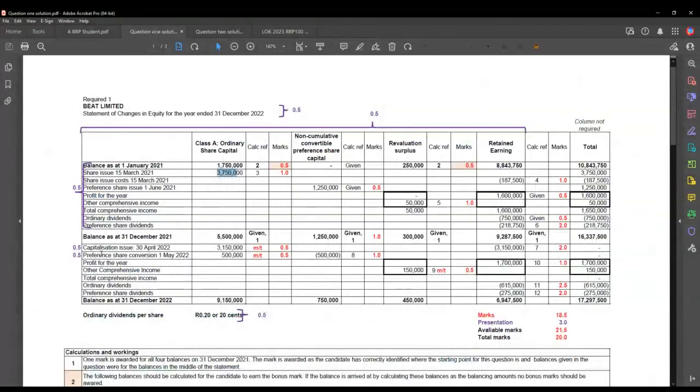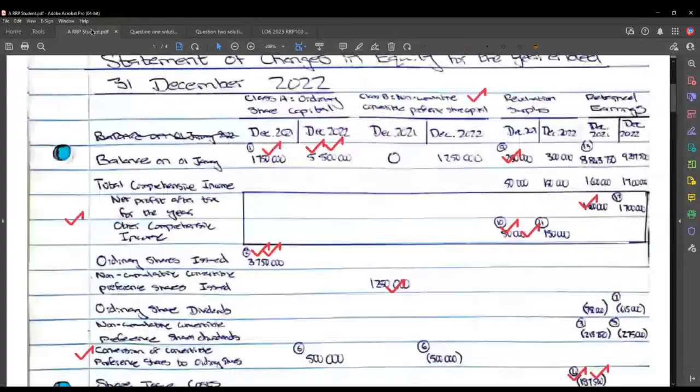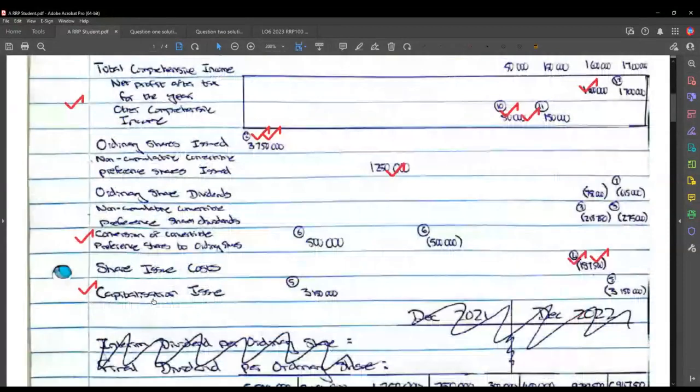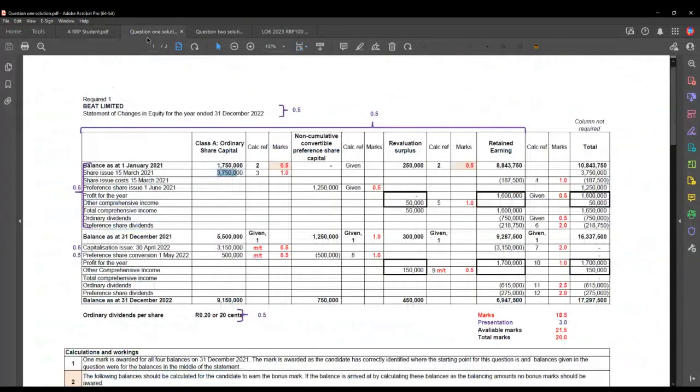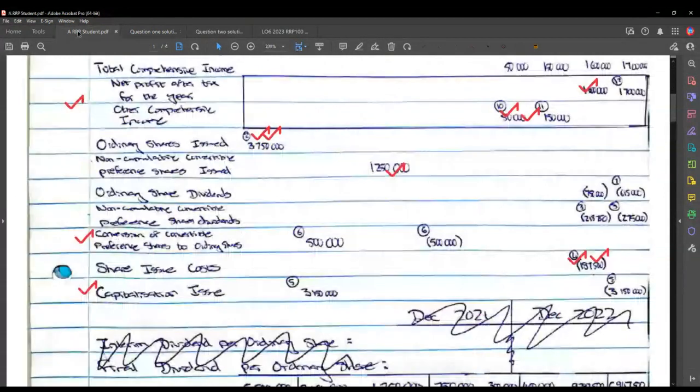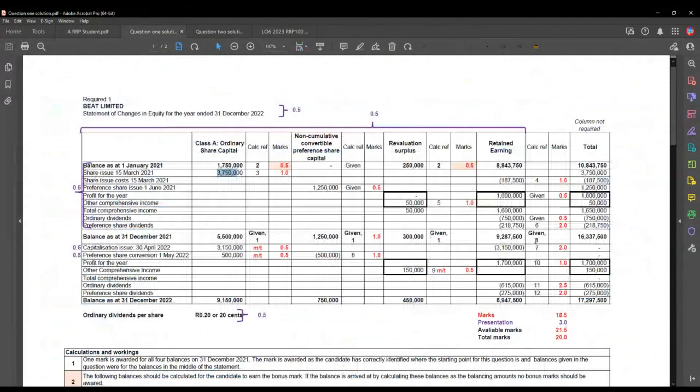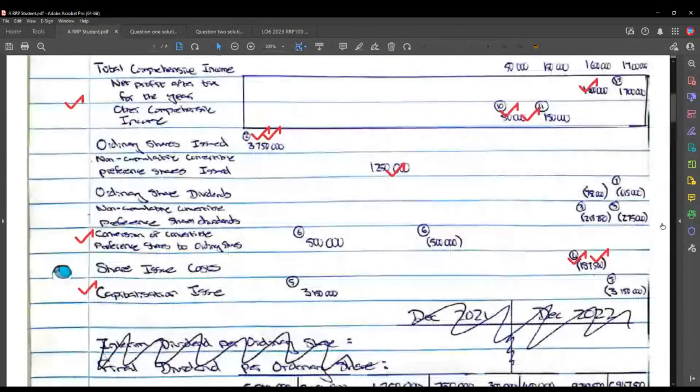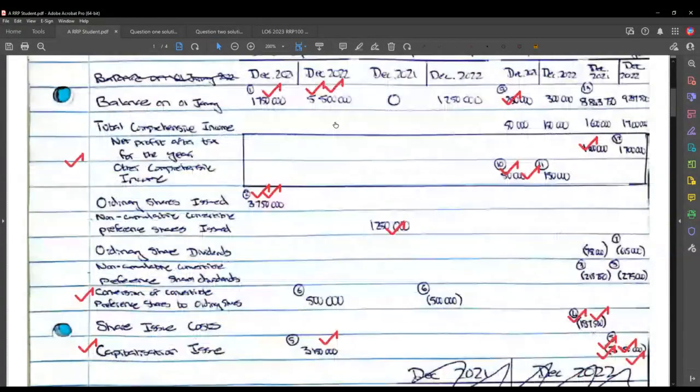Right. Now let's start then with 2022. We see in April there was a capitalization issue. Here's the capitalization issue here. Again, the amount that the student has entered is correct, right? So we can give them 2 marks, right, for the correct amount in retained earnings. So that's 1, 2, 3, 4. That's 4 half marks, and then a half a mark for correctly adding it to ordinary shares.